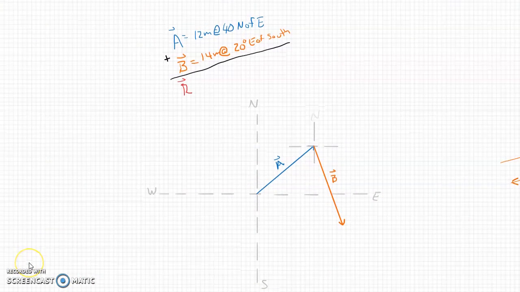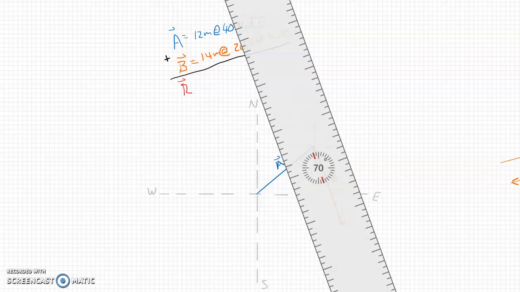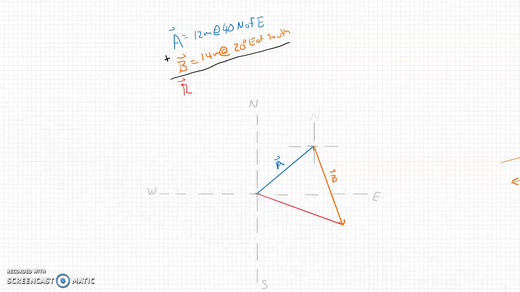All right, so here we go. And the resultant here is going to be drawn always from the start to the end. I'm going to pause the video here and get this ruler set up. All right, so here we are. We have our ruler set back up, and the resultant would be drawn from where I started to where I ended. I'm going to move the ruler just out of the way for just a second so I can finish drawing the vector.